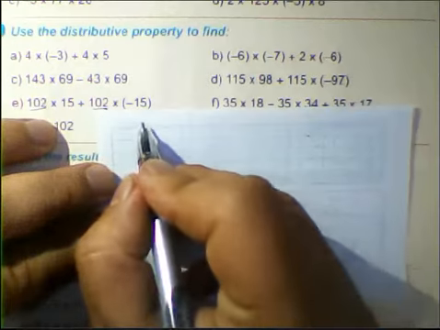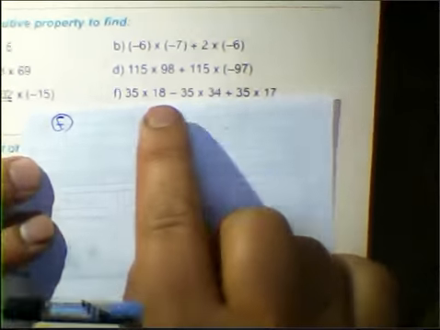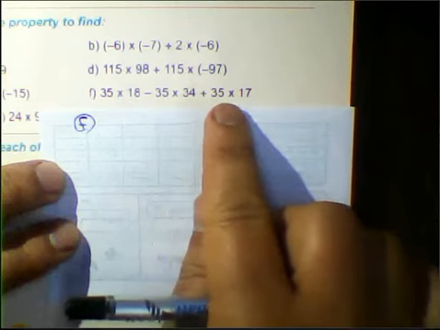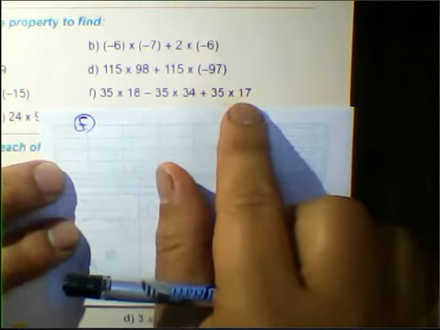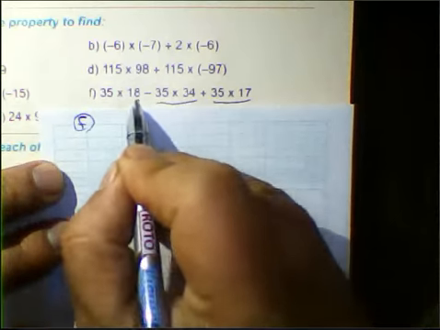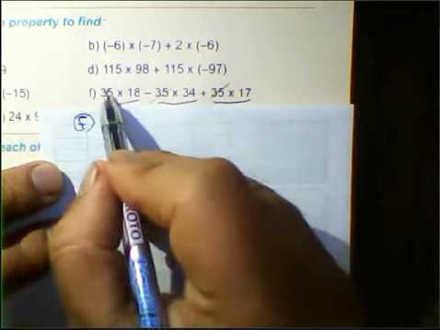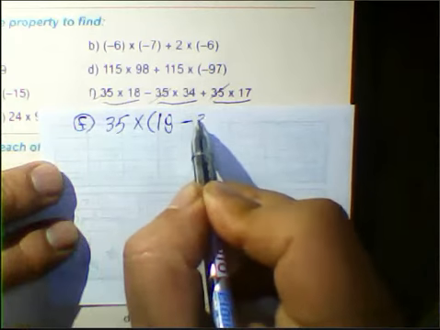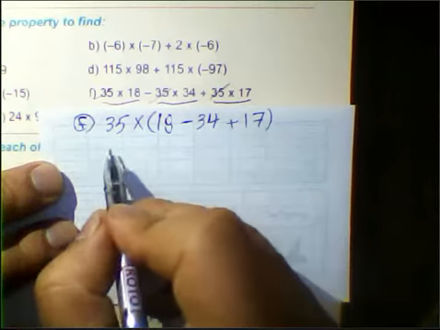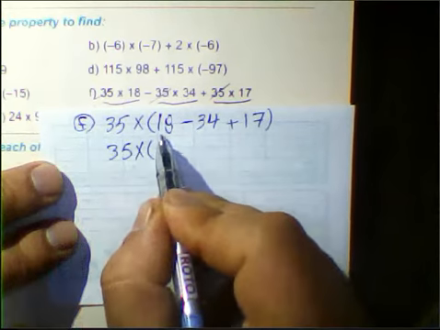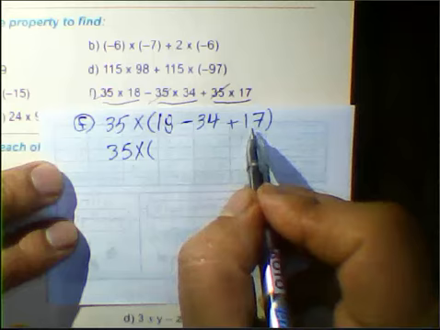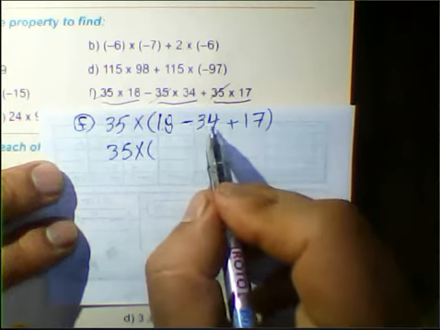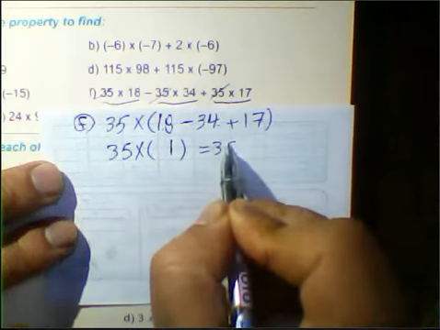Okay, letter F. 35 times 18 minus 35 times 34 plus 35 times 17. We have 3 terms, so we can write 35 out and write in parentheses 18 minus 34 plus 17. So 35 multiplied by 18 plus 17 minus 34. 18 plus 17 equals 35. 35 minus 34 equals 1. So the result will be 35.